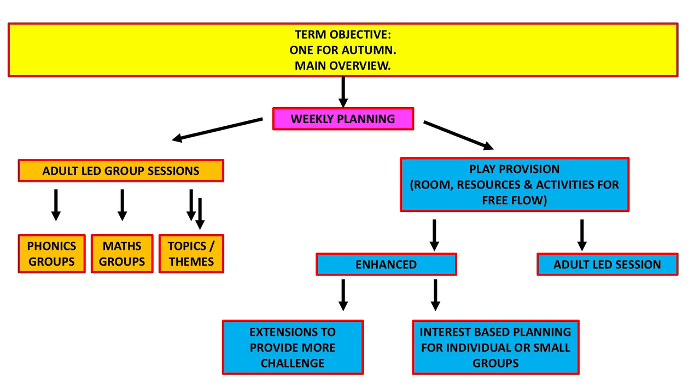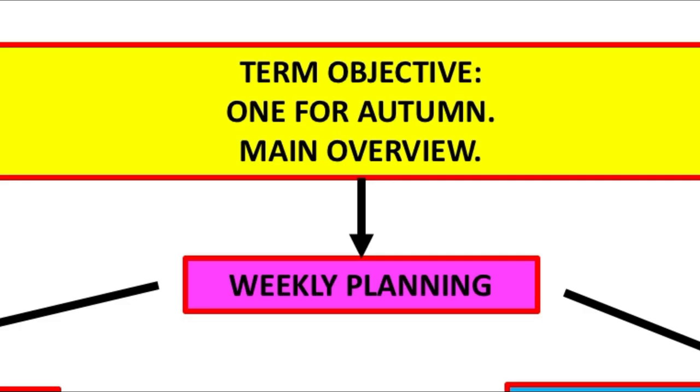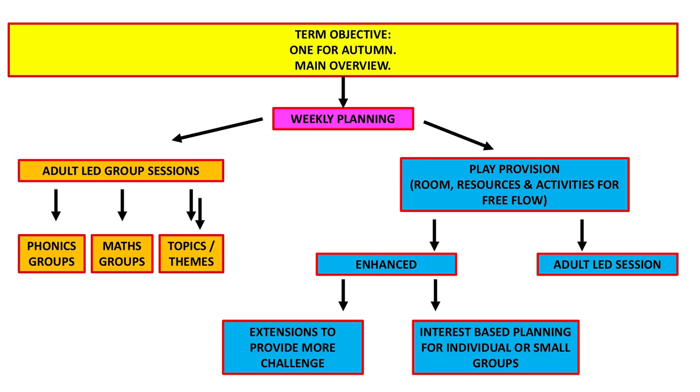To start off with, I'm just going to show you where the interest-based planning fits in. At the top of this diagram you can see that it starts with the main overview. This would be like my medium-term plan. So I'd pull together all the objectives, all of the data and feedback that I've got, maybe from previous settings if they're new to me, or from assessments and just daily practice and feedback from the other practitioners in the room, and I'll put them down and then we'd break that down into weekly planning.